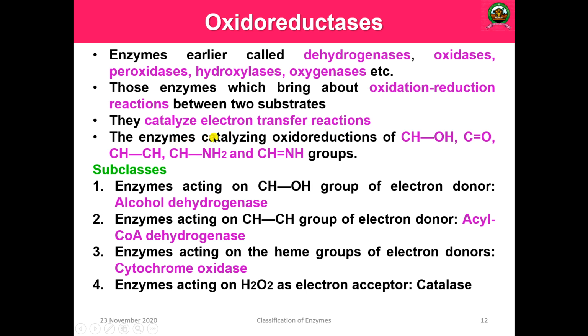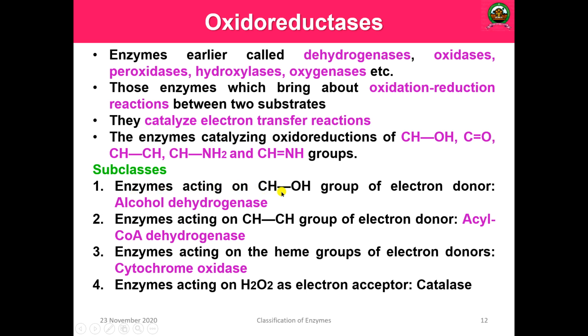The enzymes catalyzing the oxidoreductions are the enzymes that catalyze the oxidoreduction of CH-OH group, C double bond O ketone group, CH-CH group, CH-NH2 group and CH double bond NH group. Okay, so these are the major oxidoreduction reactions in which these enzymes are involved. In this particular enzyme class there are mainly 4 subclasses.